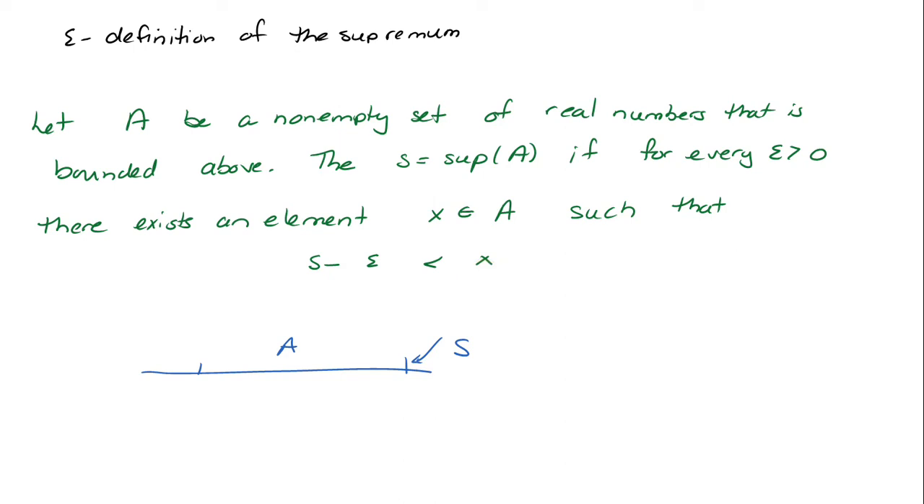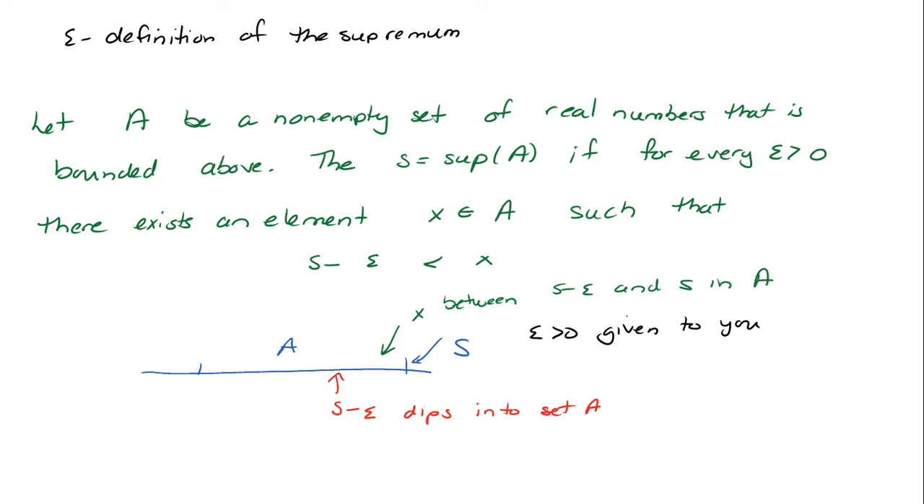If you look at the picture, think of A as being an interval. Here's S, the supremum. Epsilon is given to you. S minus epsilon dips into the set. No matter what epsilon they give you, S is such a tight bound that subtracting off just a little hair dips you into the set. And there's the x that's between S minus epsilon and S, in A.